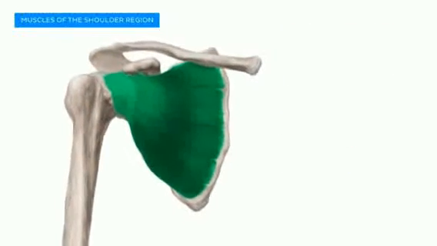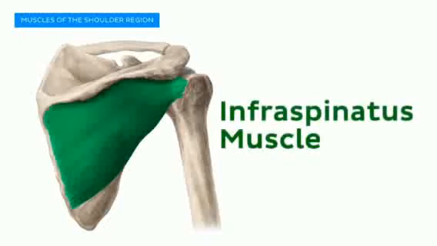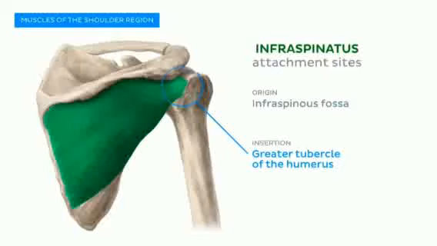Flipping over to the posterior aspect now, the second member of the rotator cuff is the infraspinatus muscle, which originates from the infraspinous fossa of the scapula. It extends laterally where it has its distal attachment along the posterior aspect of the greater tubercle of the humerus.